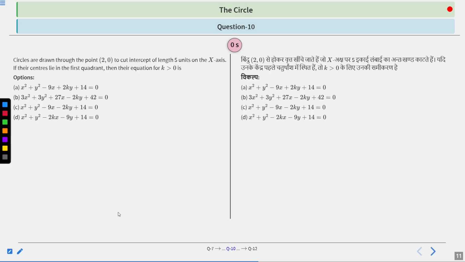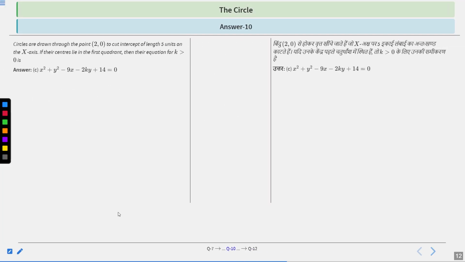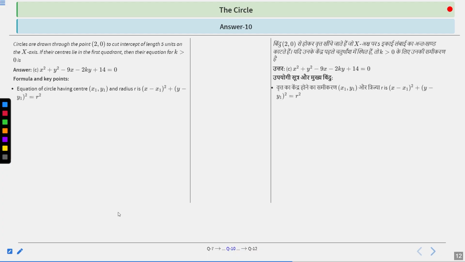Okay, let's move to the solution part. The formula and the key points we will use in this question is the equation of a circle having center (x1, y1) and radius r: (x minus x1) whole square plus (y minus y1) whole square is equal to r square. Now see, in the figure you can see the circle which is passing through (2, 0). Now if the circle has to make an intercept of 5 units on the x-axis, then the next point can be (7, 0) or (negative 3, 0). Clear? (7, 0) or (negative 3, 0).